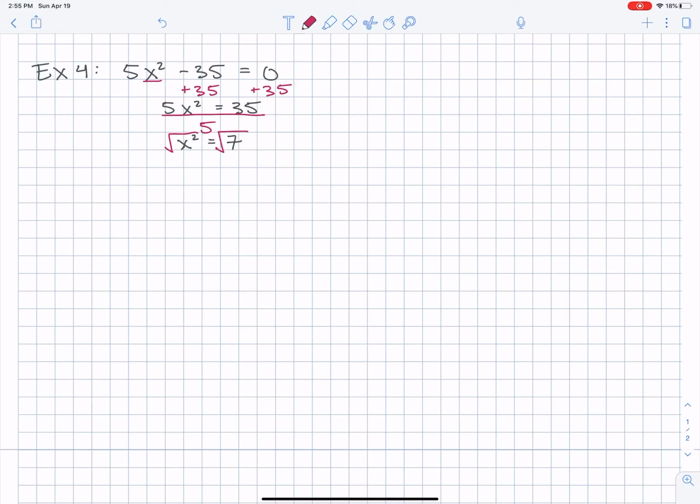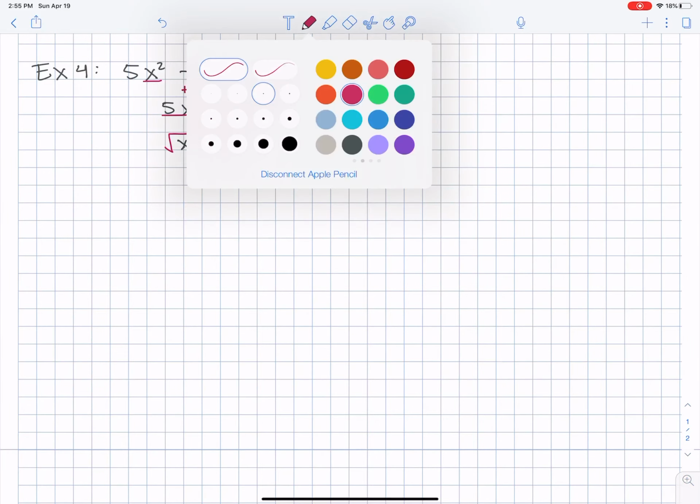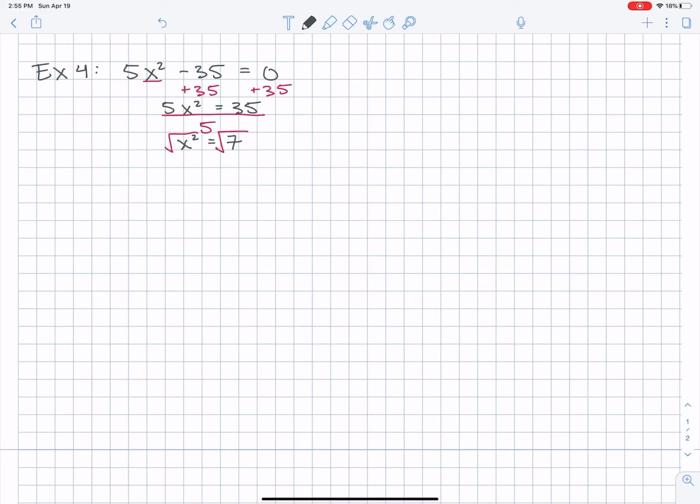Now I can't simplify the square root of 7. That's as simple as it goes. So I'm going to lock in, and watch this: x is equal to plus or minus the square root of 7. And I'm going to box this answer right here.